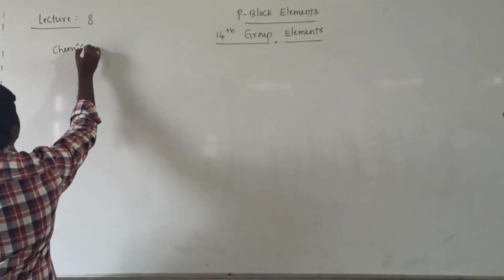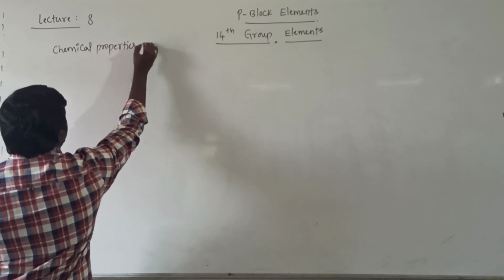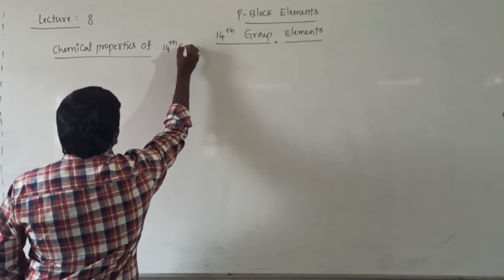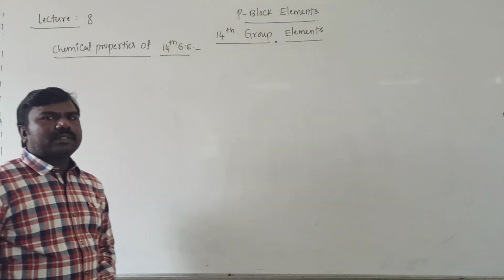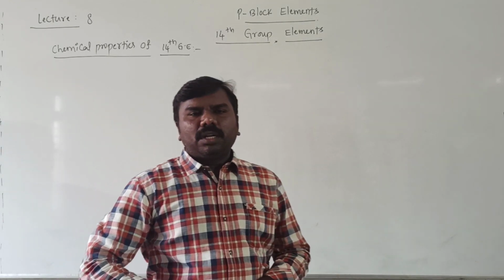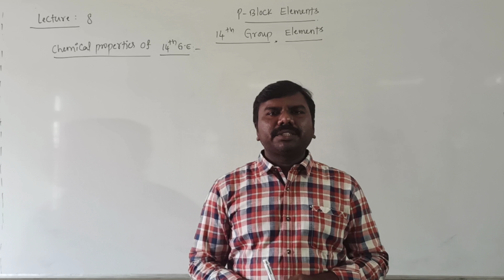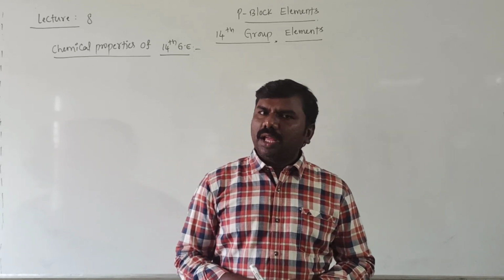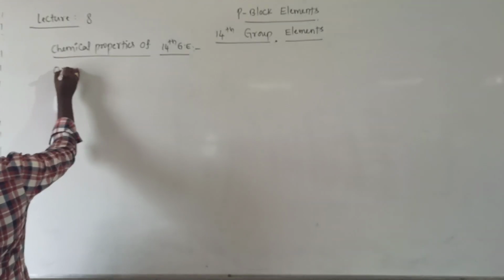Chemical properties of 14th group elements. In that, first we should discuss the oxidation states of 14th group elements. Next, reaction with oxygen, reaction with water, and reaction with halogens. So first one, oxidation states.